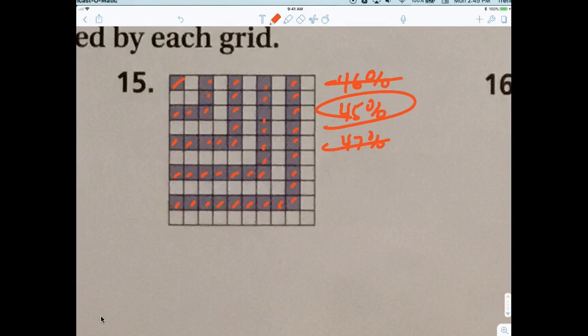Tell me, I'm interested in this. Well, that's a good idea. That's very smart. Very good. 45%. Don't worry about it. If you miscounted it, I don't even care. What I do care is that you know there's how many squares? 100. And the numbers that are colored represent percent.